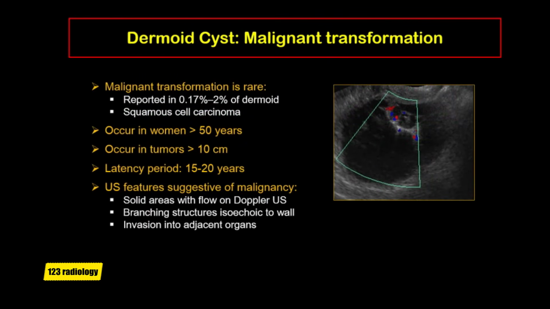Malignant transformation is reported in about 2% of dermoids, almost exclusively to squamous cell carcinoma. It tends to occur in women older than 50 years and in tumors larger than 10 centimeters. The latency period is about 15 to 20 years before they undergo malignant transformation. Ultrasound features suggestive of malignancy are solid areas with flow on Doppler, branching structures isoechoic to the wall, and invasion into adjacent organs.